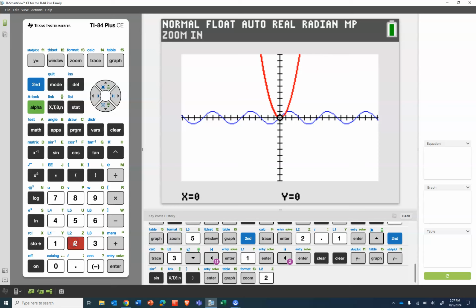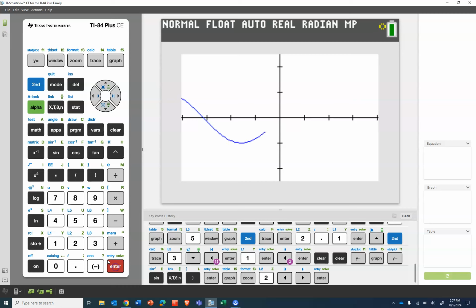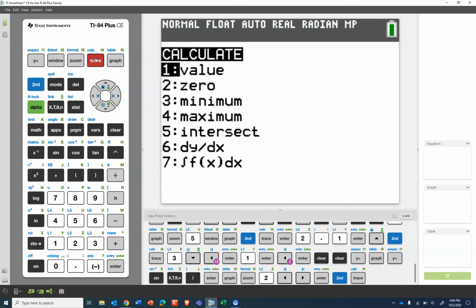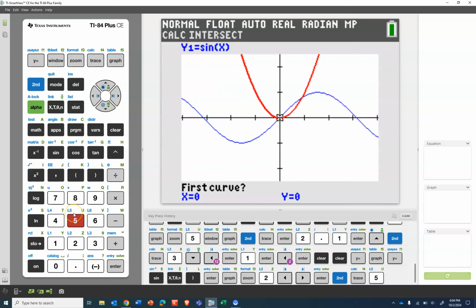Let's zoom in here. When you're zooming in, it gives you a target about where you want the new center to be. I'll just leave that at 0, 0 and press enter. We already know this one, but we want to know this point over here where these functions intersect. So one way to go is under this calculations menu, and it's number 5. We can press down, down, down, down, down, or we can just press 5. It asks us for our first curve, it's up here in blue, so I'll just press enter, second curve, enter.